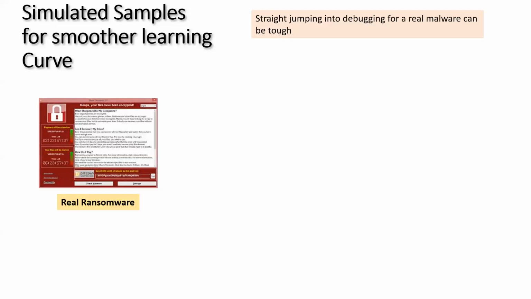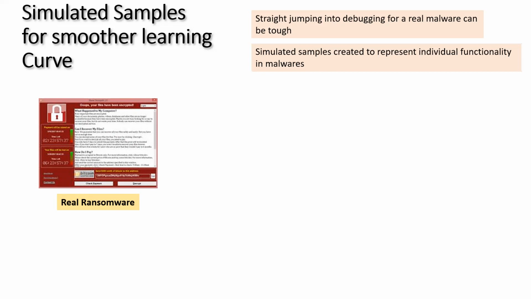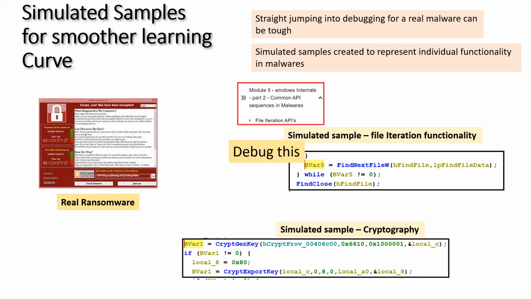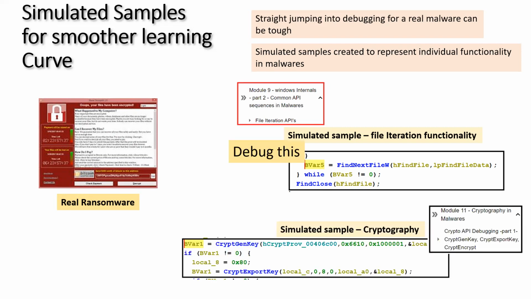For making the learning process smoother, I've used simulated samples. Simulated samples are derived from real malware. When we talk about ransomware, ransomware has many components, many different kinds of code, in which there are functionalities related to file iteration, and functionalities related to cryptography. So if you are able to debug the simulated samples related to file iteration and then debug the simulated samples related to cryptography, you would obviously be able to debug a complex ransomware.